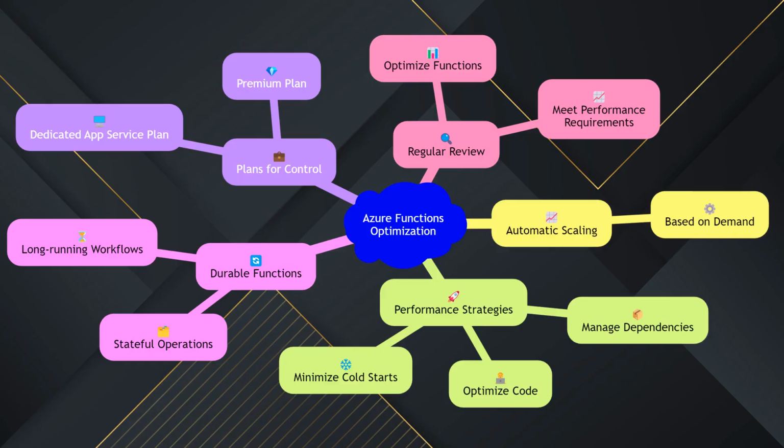Azure Functions automatically scales based on demand, but there are additional strategies to optimize performance. Implementing best practices such as minimizing cold starts, optimizing code, and managing dependencies can improve function performance. Use the premium plan or dedicated app service plan for more control over scaling and performance. Additionally, consider using durable functions for long-running workflows and stateful operations. Regularly review and optimize your functions to ensure they meet performance and scalability requirements.